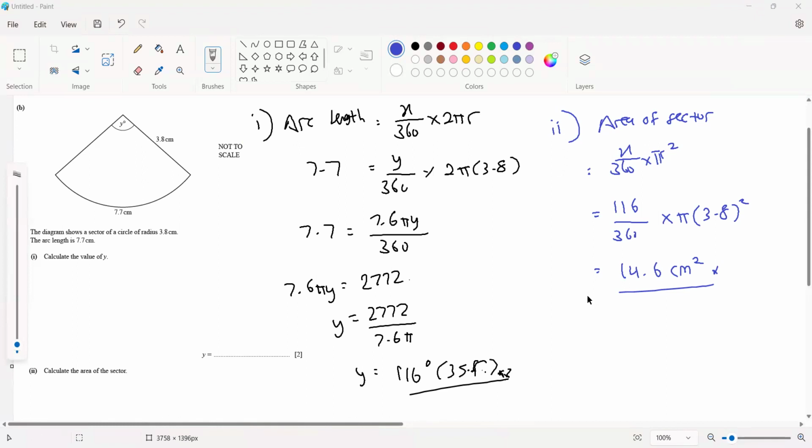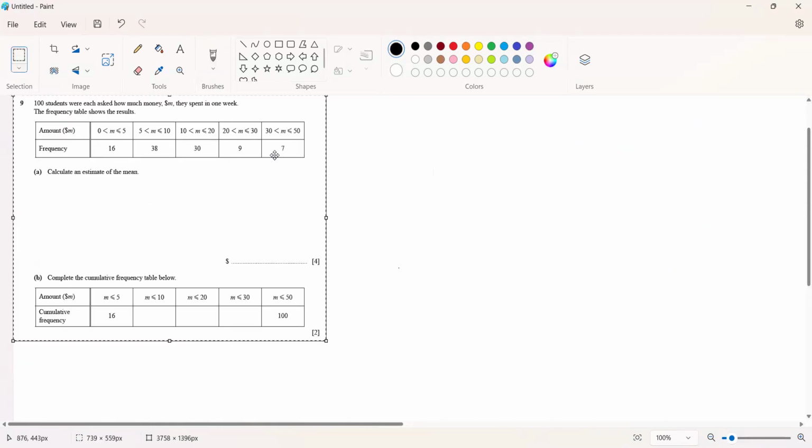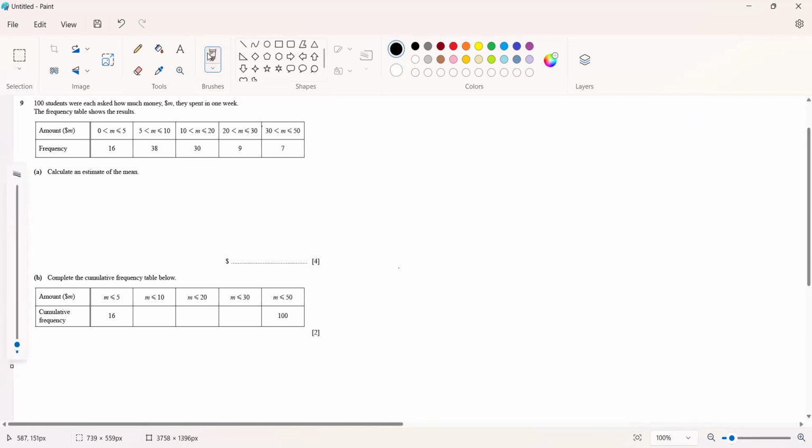So for question number 9, we have parts A and B. This one is a statistics question. So this is something that you're very used to already. Calculate an estimate of the mean given the class size and the frequency. Find the midpoints first. So 0 to 5 is 2.5. 5 to 10 is 7.5. 10 to 20 is 15. 20 to 30 is 25. And 30 to 50 is 40.